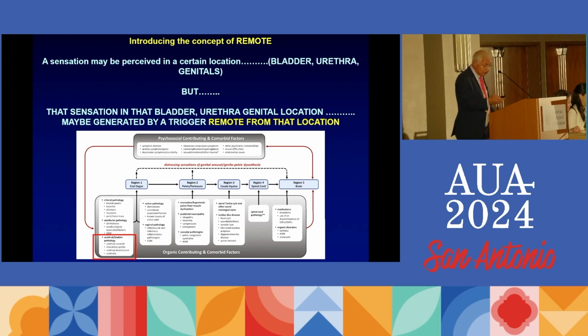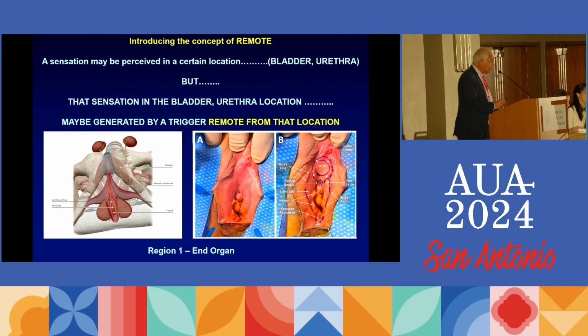If you look at the regions, I'm not exactly sure I can show this to you, apparently not. Region 1 is the genitals, region 2 is the pelvis and perineum, region 3 is the cauda equina, region 4 is the upper spinal cord, and region 5 is the brain. We're going to look now at region 1, but not bladder. We're looking here at the end organ, being the vestibule. By the way, you don't have my slides. You have the wrong set of slides up.